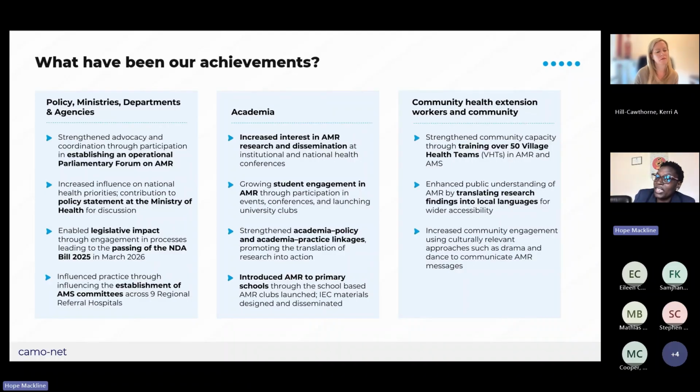We've also increased community engagement using culturally relevant approaches, as I said, such as drama, dance, and to communicate AMR messages. Of course, on this last bit, what we aim to do in CAMO-Net 2, or if we are able to get funding, and also through our extension that we have, we would want to be very kind of practical and see if we can get the impact through a qualitative research. And now we move from saying we have impacted on 5,500 people, but what exactly can we put to paper to say that this is the impact that has been created?